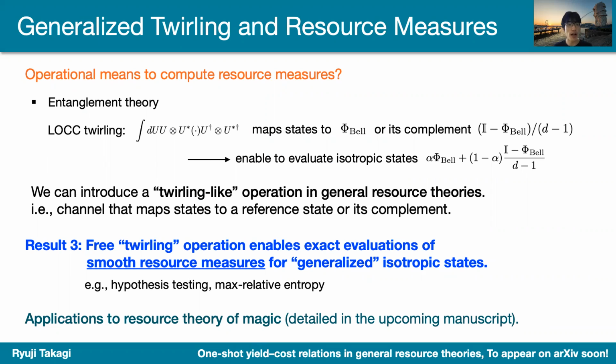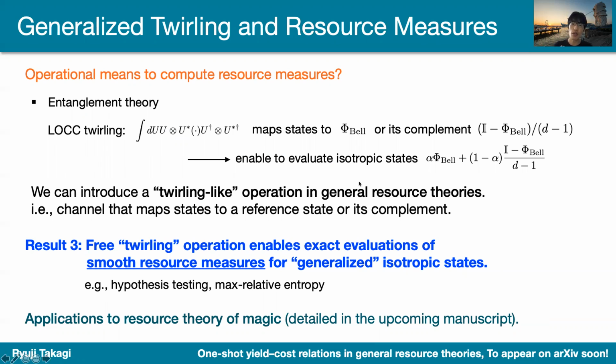This is inspired by entanglement theory, where you have the LOCC twirling operation like this. This maps any state to the Bell state or its complement. This actually enabled us to compute the resource measures for the class of isotropic states.